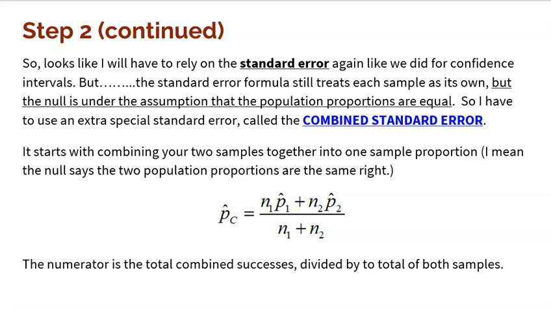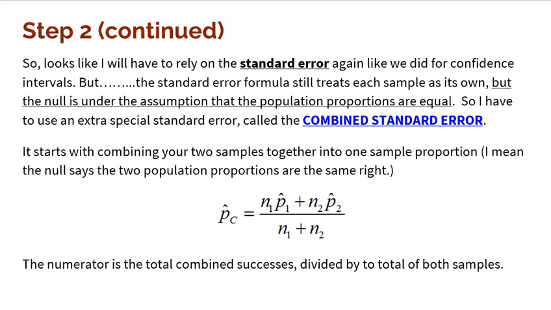All right. So the idea here is that I can't use the standard error that we used in confidence intervals because that standard error still treats each sample as its own. But remember, the null says that we have to treat these population proportions as equal. So here's how we get what we call the combined standard error. And this is where things get a little bit tricky if you don't pay attention.